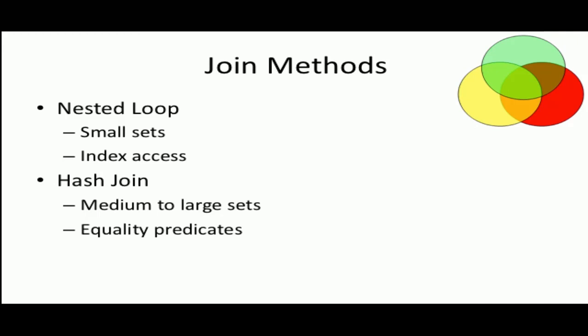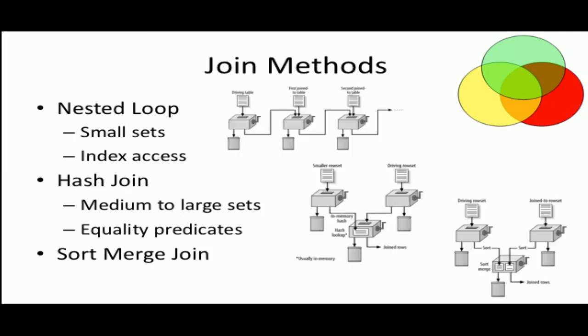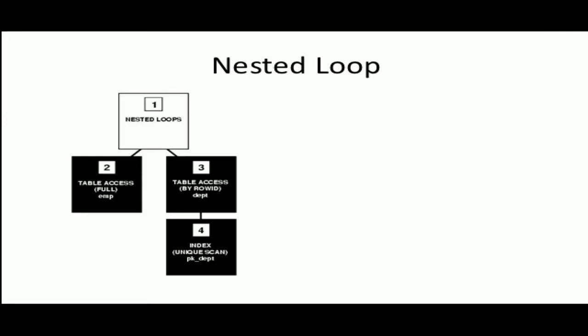Joining methods. In Oracle, we have pretty much 3 joining methods. Nested loop is dealing with small sets. Hash joins with large sets. Sort merge joins, we don't see this often anymore. I'm going to explain very rapidly how these 3 work.